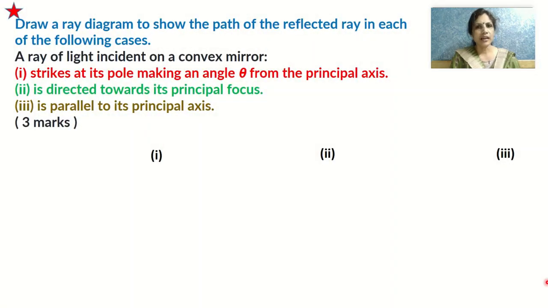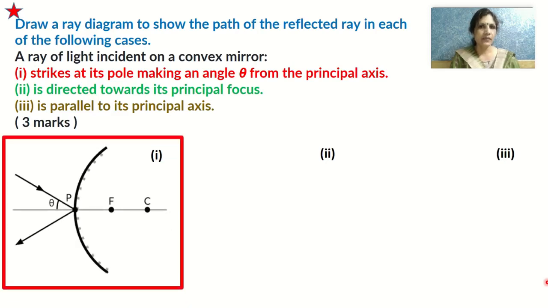Draw a ray diagram to show the path of reflected ray in each of the following cases. A ray of light incident on a convex mirror. Now this word is very important. You have been asked to draw a ray diagram which is related with convex mirror, and the three cases you are given in that. Number one is the ray of light strikes at its pole, making an angle theta from the principal axis. So let's see the diagram.